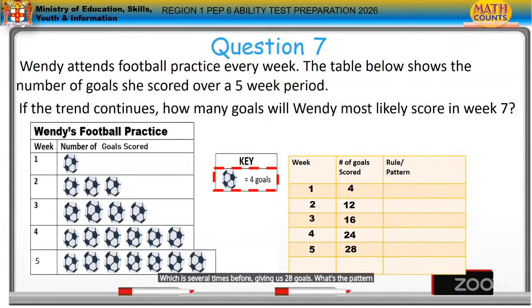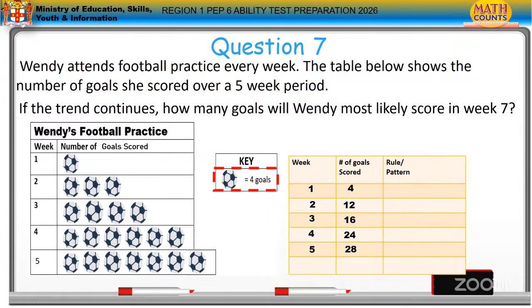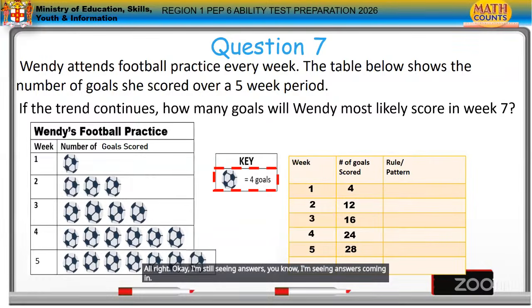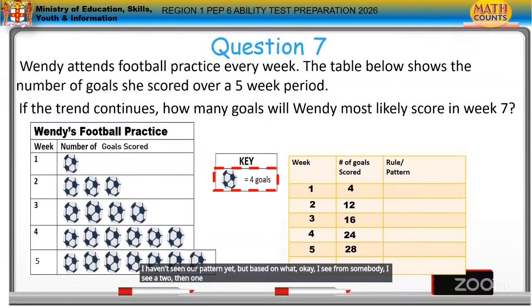What's the pattern? Have you observed anything? I'm still seeing answers coming in. I haven't seen a pattern yet. But okay, I see from somebody, add 2, then 1, and repeat. Add 1, then 2 balls, and repeat. Let's pay attention to that. And that's something you actually want to do.